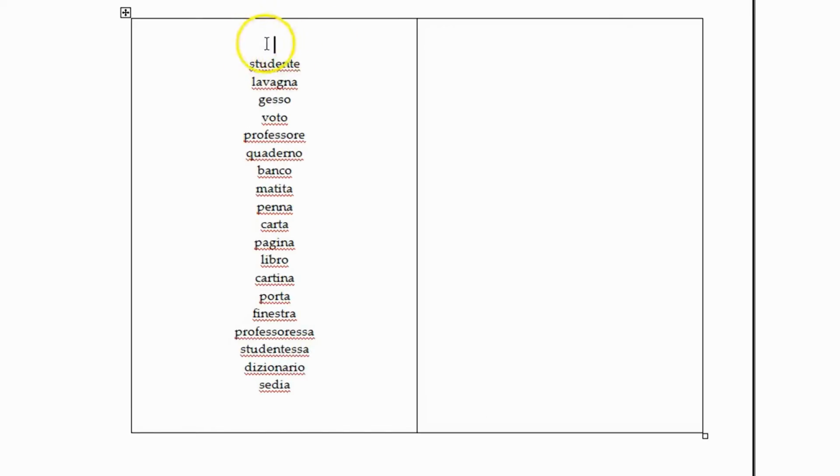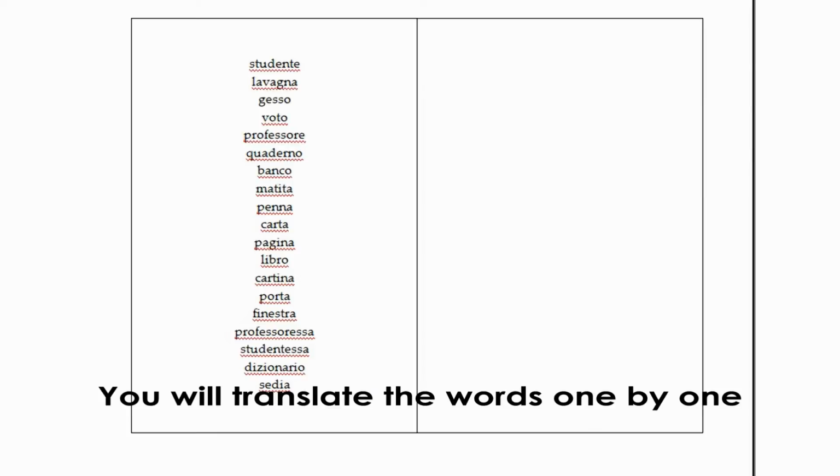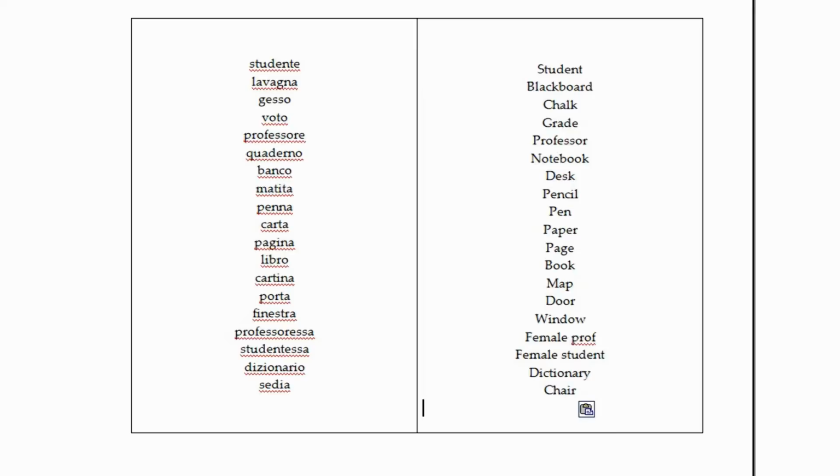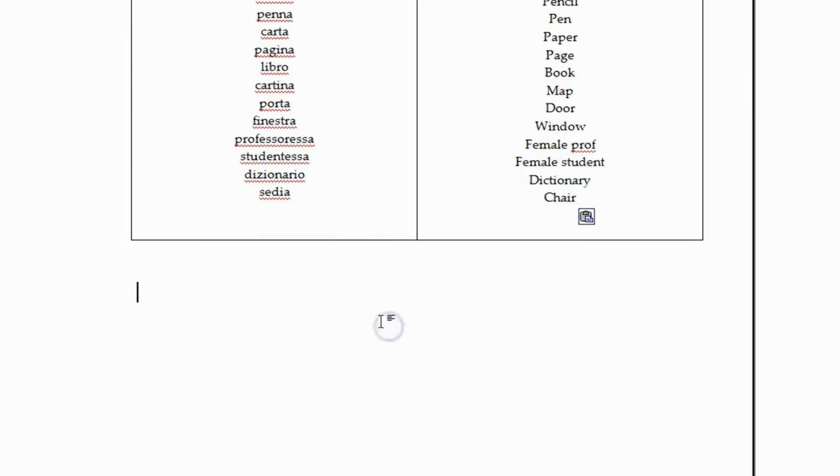Here I leave a couple of spaces at the top, and here I'm going to start writing the translation. Now it so happens that I actually did it before, so I have the list right here. This is my passive recognition exercise. Italian words, and I write the English equivalent. Now I want to do the opposite.